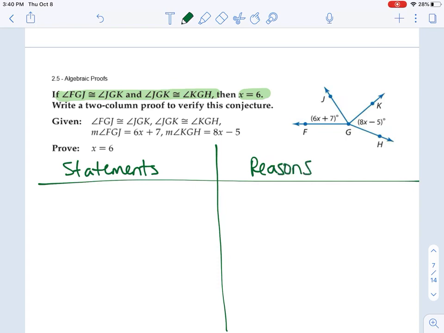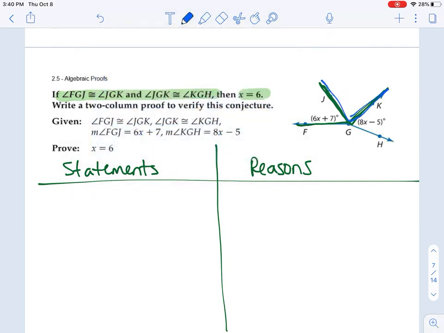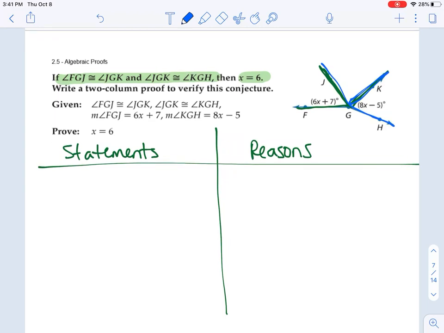Now, if we were to just pretend we weren't proving and we looked at these two angles are congruent, and then we knew that these two angles are congruent, you would say, okay, well then I'm just going to set 6x plus 7 equal to 8x minus 5 because those two angles must be congruent. Now in your head you did a bunch of different things and you decided that those were equal based on the transitive property, and now I just solve. Super simple. We're just going to write out our statements and our reasons here.